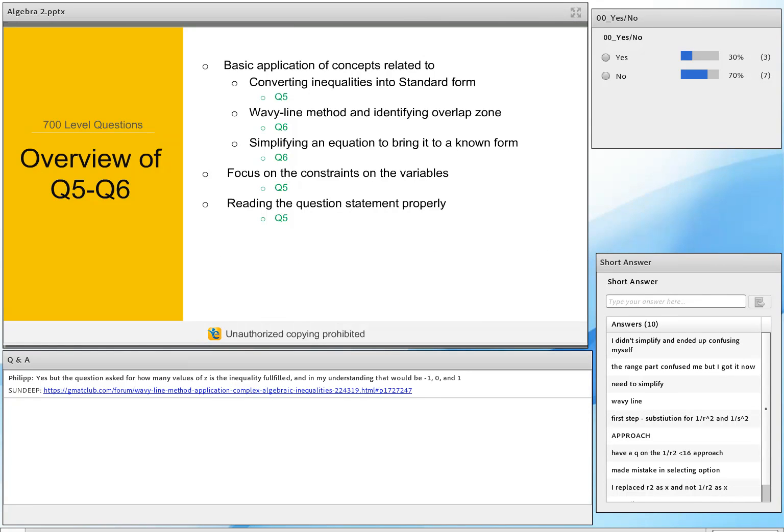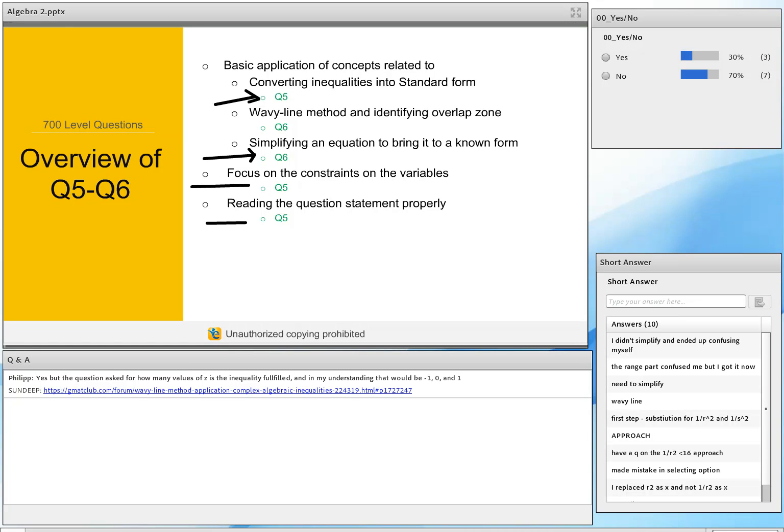So, again, the last two questions, converting inequalities into standard form, that's a conceptual understanding. Simplifying an equation to bring it to a known form, that's what we did in the last question. That's what I was talking about: how do you simplify information? Focus on constraints on the variables, and read the question statement properly. These are the process skills that you absolutely have to build if you want to score that 720 or higher.